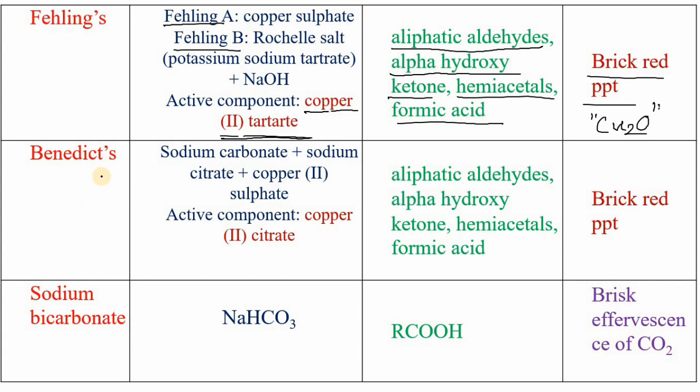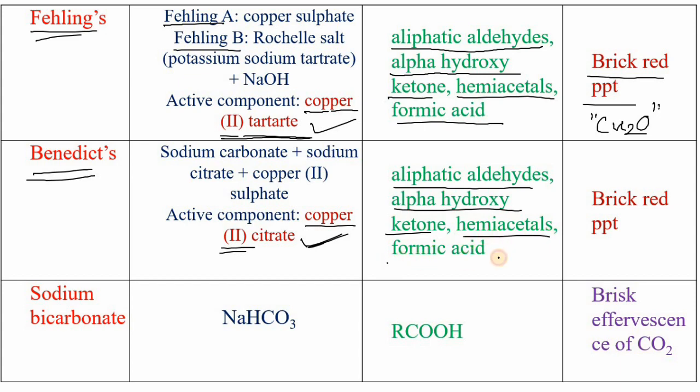If you take Benedict's test, the reagent is sodium carbonate, sodium citrate, copper 2 sulfate. When you mix these compounds, you will get copper citrate. What is the difference between Fehling's and Benedict's? Here the metal ion is same, copper 2. Here also the metal ion is copper 2. But in Fehling's case, the ligand is tartarate. In the case of Benedict's, the ligand is citrate. This is also used for the identification of aliphatic aldehydes, alpha hydroxy ketone, hemiacetols, and formic acid. In this case also there is a formation of brick red precipitation.